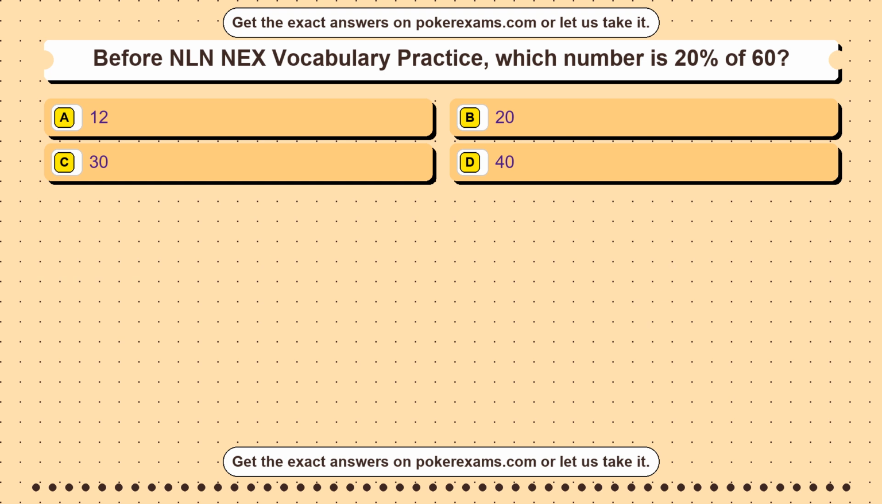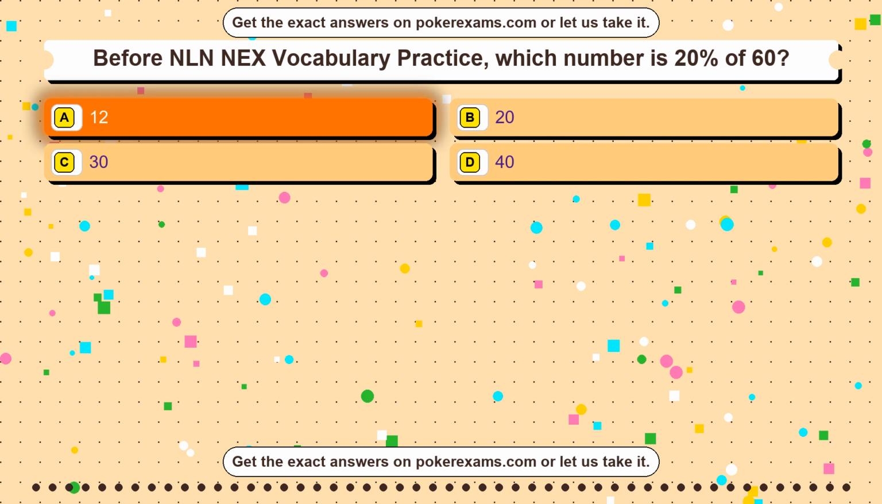Question 25. Before GED test prep, which slope is shown by rise 6 and run 3? Option A 2. Option B 3. Option C 6. Option D 9. The correct answer is option A.